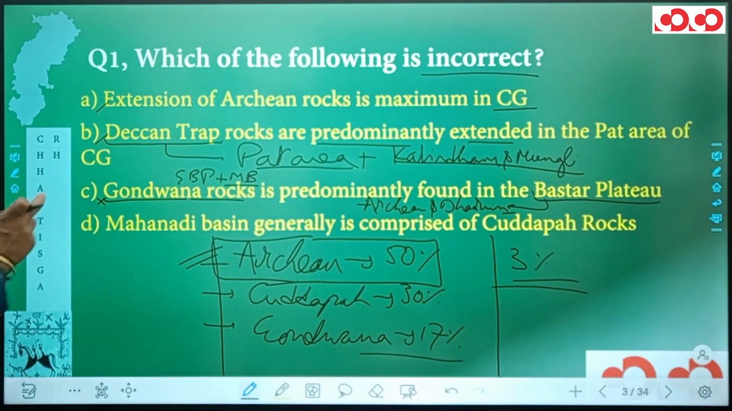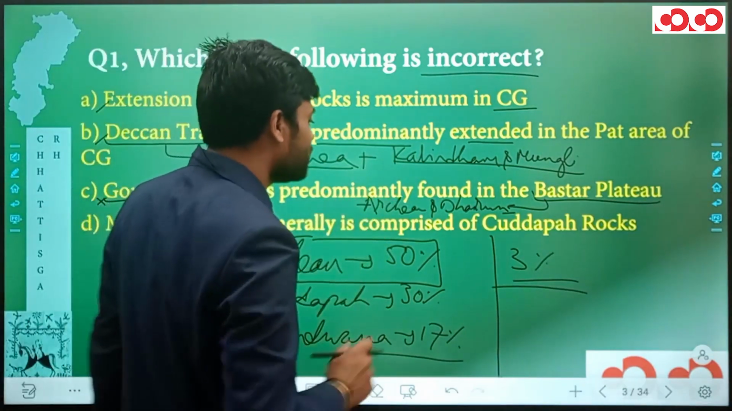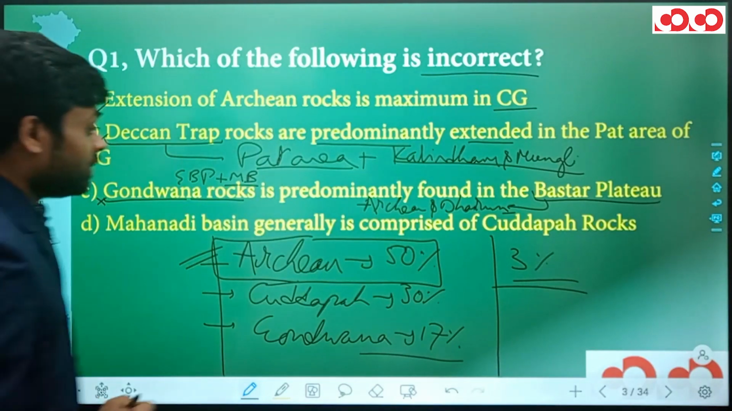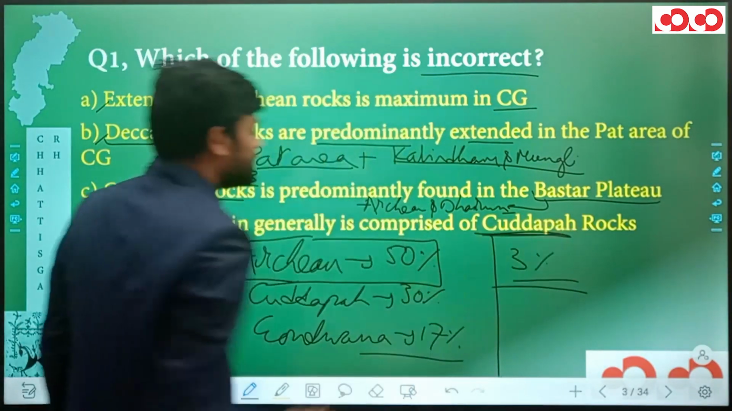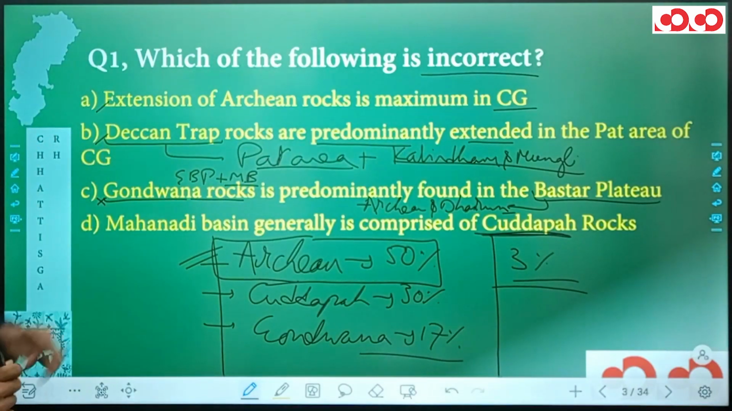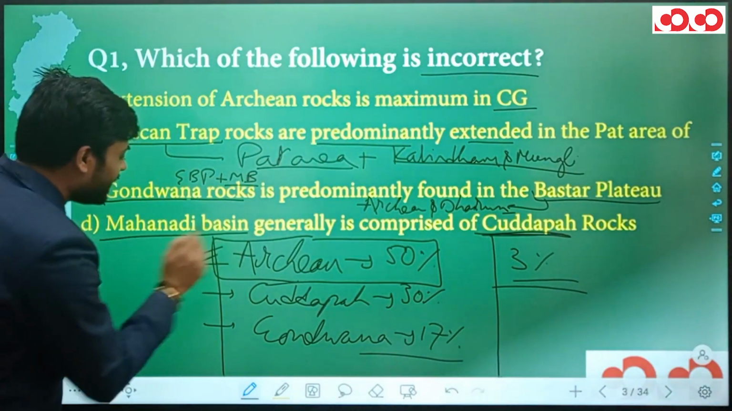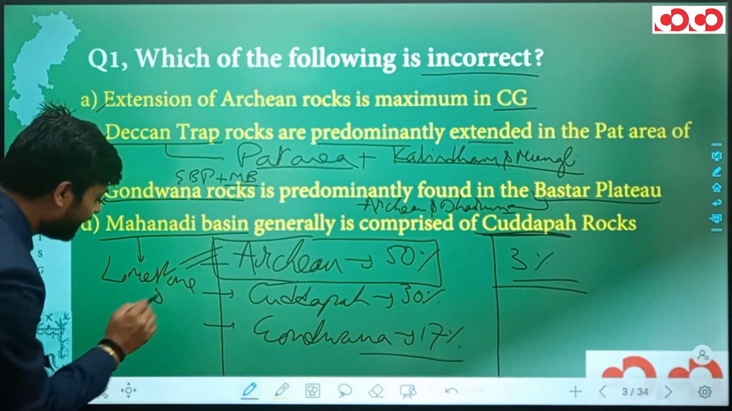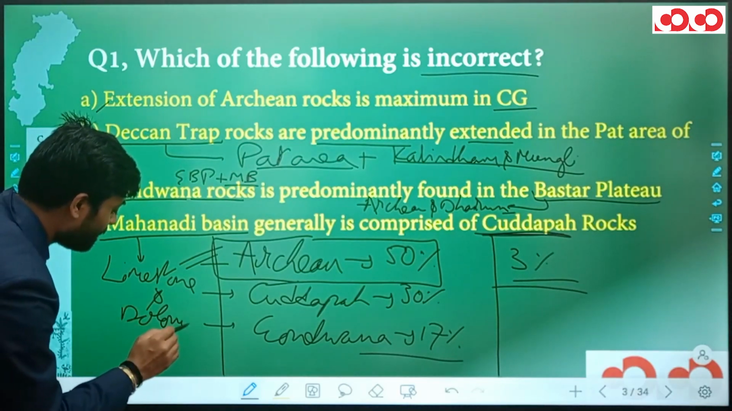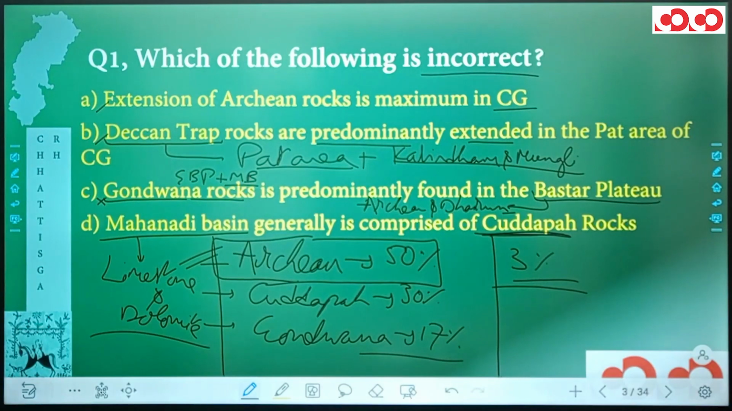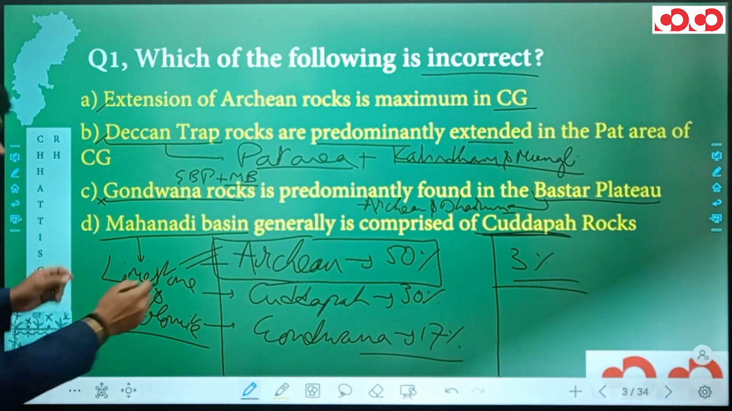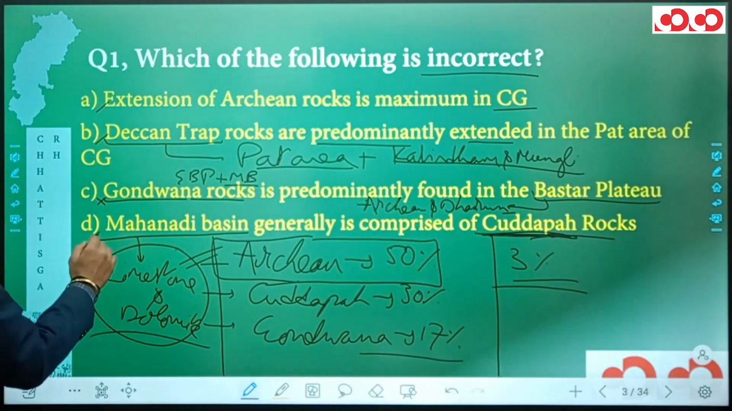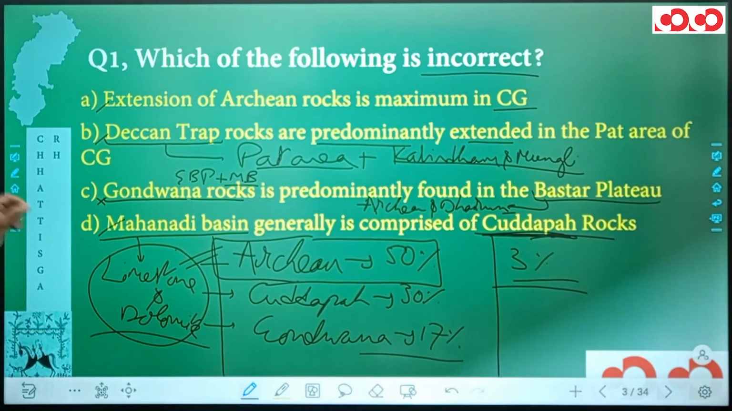In option D, we have: Mahanadi Basin generally is comprised of Kadapa rocks. This statement is actually correct. Mahanadi Basin is comprised of Kadapa rocks generally, and hence in the Mahanadi Basin you can see predominance of minerals like limestone and dolomite from the Bilaspur, Raipur and Durg divisions, and these minerals are found in the Kadapa rocks only, and hence this option D is correct.